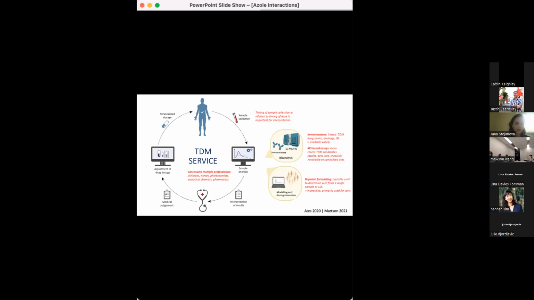We use the AUC to then relate it to the minimum inhibitory concentration, and AUC-based monitoring has happened really in the last decade with evidence to show that it optimizes efficacy while reducing nephrotoxicity, which is one of the main adverse effects, compared to just measuring trough concentration alone. Finally, TDM can involve multiple professionals, including clinicians, nurses, phlebotomists, analytical chemists, and pharmacists. So it's a big, long process, big, happy family.